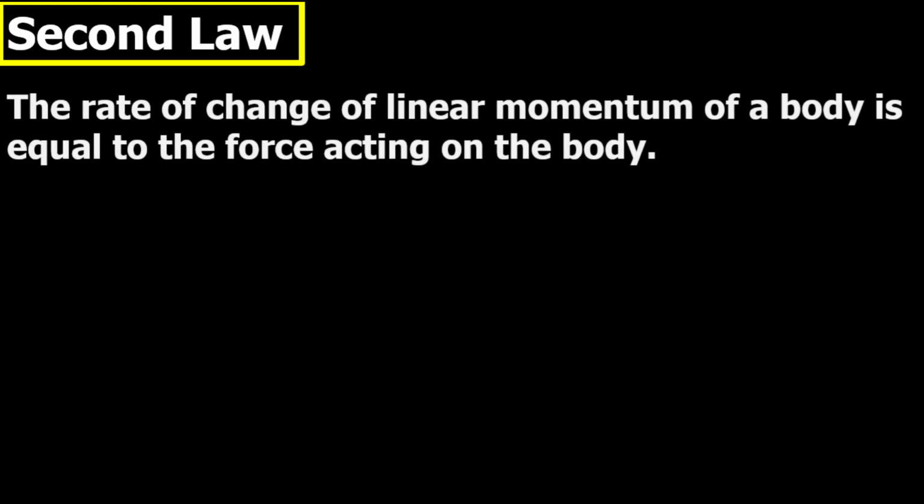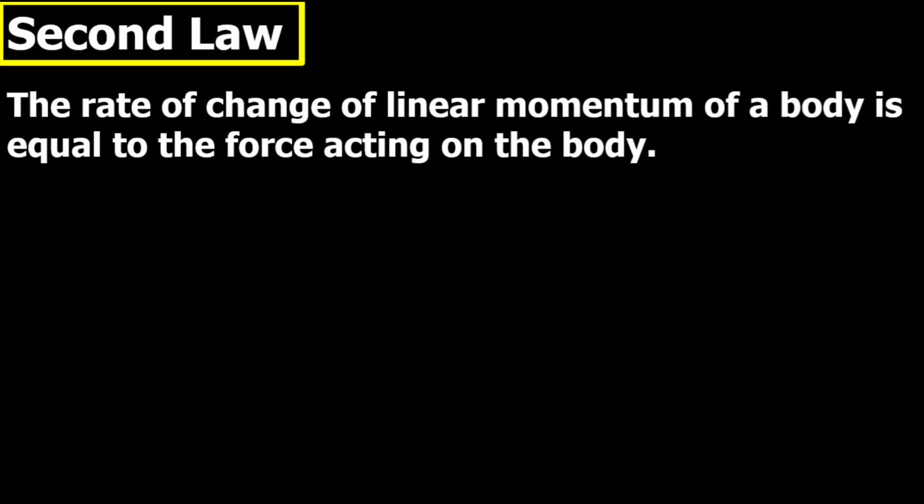The next law, the second law, should be familiar to you. It's F equals ma, at least that's what you've learned in secondary school. In the matriculation level, you are required to know that F is actually equal to the rate of change, which means over dt, of linear momentum of a body. So F equals dp over dt.